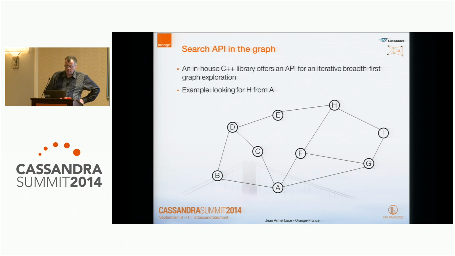We have developed a C++ library which offers an API for the graph exploration. And here is an example where we are looking for H, and we start from A. A has 4 neighbors, B, C, F, and G. C and G are not predefined in our shortest path, so we know that we don't need to explore them anymore. It remains only B and F.